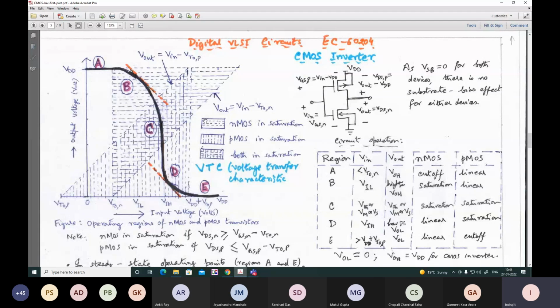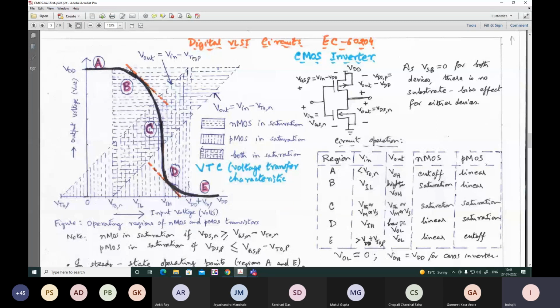And the second straight line, as you can see easily, corresponds to Vout equals Vin minus VTOP. Note that VTOP, the threshold voltage of the PMOS transistor, is positive, hence the slope on the voltage axis is positive here. So when Vin equals 0, Vout equals minus VTOP, which means some positive value.